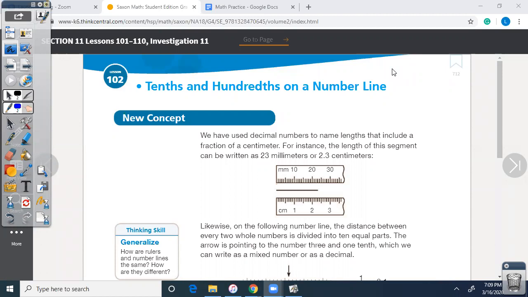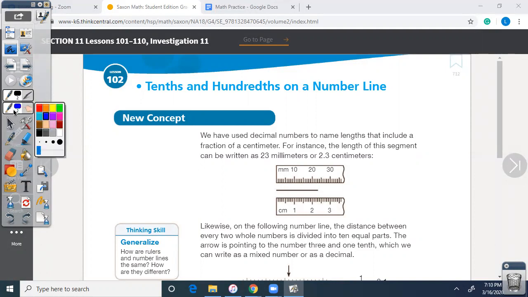Today's lesson, we are going to be going over tenths and hundredths on a number line. Tenths and hundredths on a number line. Okay, so we've kind of talked about these before. I want you to look at these two rulers. We've got millimeters and centimeters. Do you know the difference? Can you see the similarities? Let's just take a look at those for just a second.